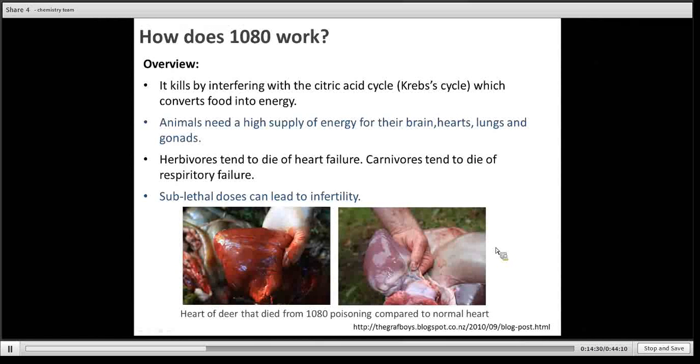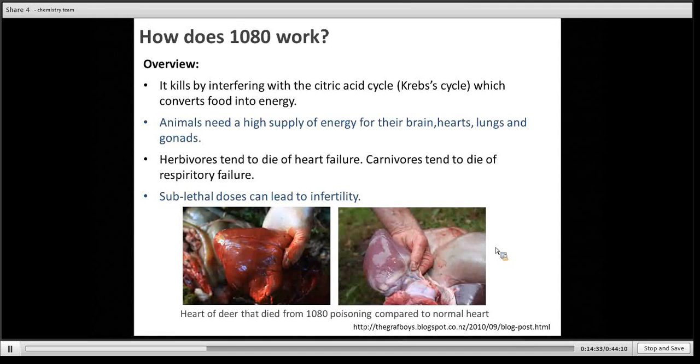We know it's a poison, but how does this poison work? So just as an overview, it kills because it interferes with the citric acid cycle or Krebs cycle. And Krebs cycle is where the food is converted into energy. So it will affect the energy supply, and so the brain, the heart, the lungs, and the gonads tend to be affected first because those areas are all high energy use in mammals.